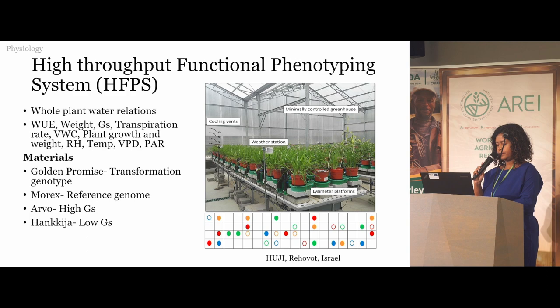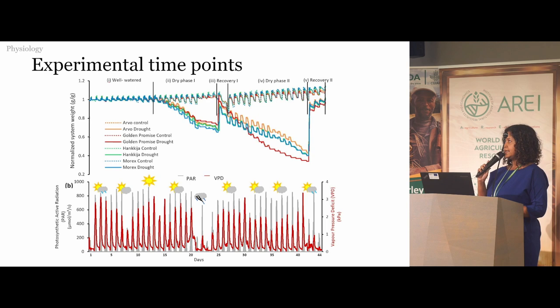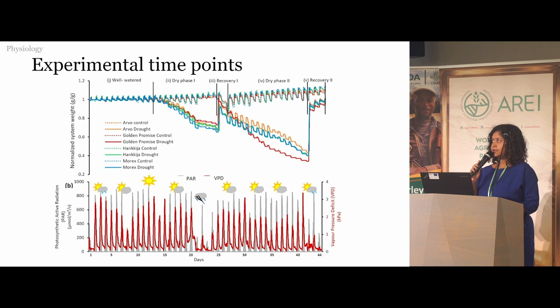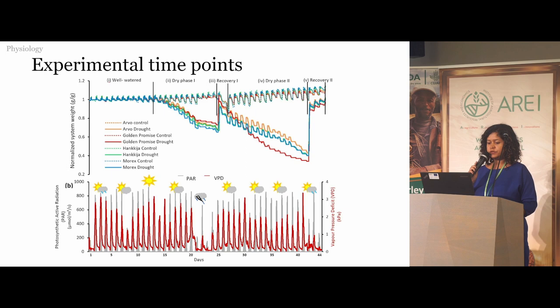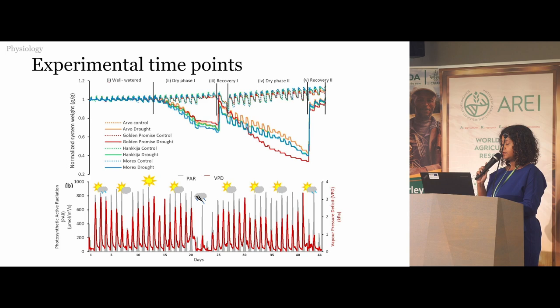In the graph below, you can see the red line is the vapor pressure deficit during the whole experimental time. And the gray lines are the light during that time. And the graph above is the normalized system weight. The lines which are going straight are the control plants of four different barley varieties, and the lines going downwards are the stressed plants. This experiment is divided into five phases: well-watered, dry phase one, recovery one, dry phase two, and recovery two. For RNA, I have collected samples at well-watered, after the stress, and after the recovery.